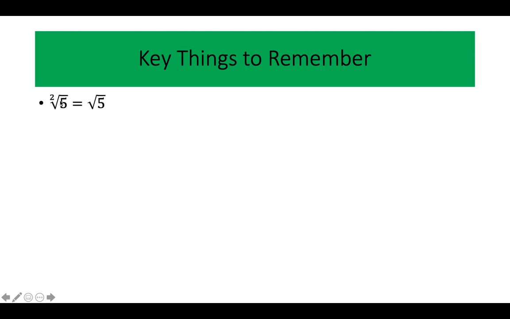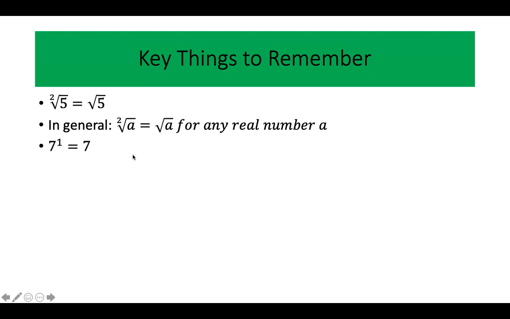So one is when you don't see that 2 in a radical, you know that there is a 2, and we read that as square root of 5. In general, if you don't see an index for the radical, you always know that there is a 2 there.